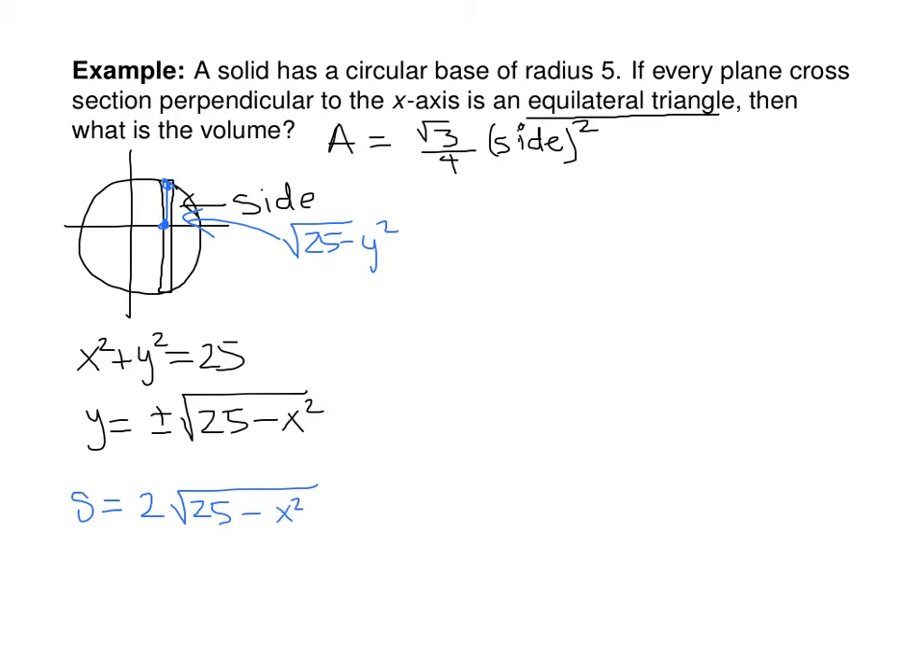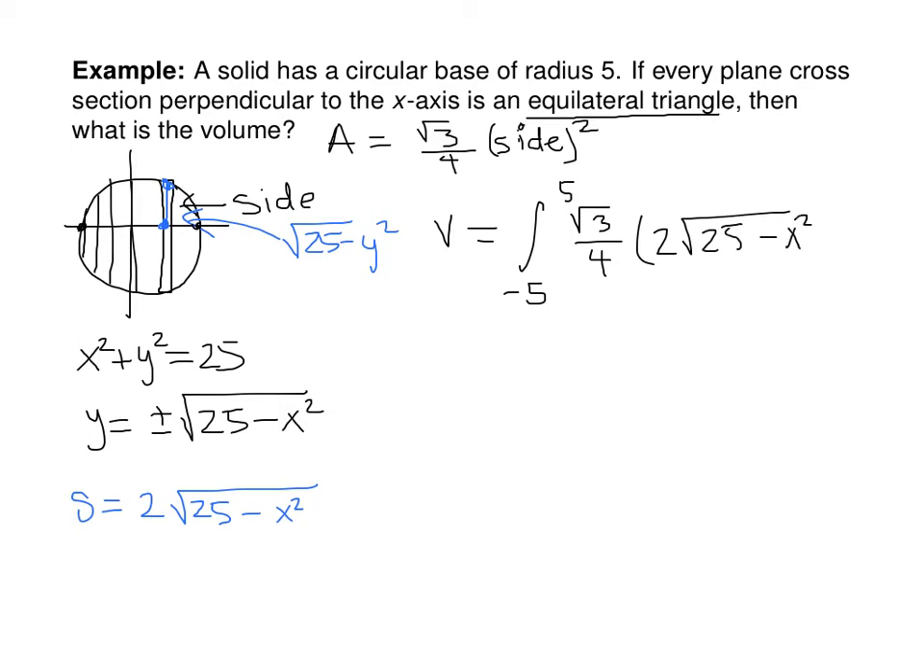Just think of this as a loaf of bread with a circular base. When you cut your slices, you get squares, but the bottom of the loaf of bread is a circle. The squares are biggest in the middle and smallest on the ends. So now, the volume is found by adding up all the slices. The slices begin here at -5, and they end over here at 5, so I have an integral from -5 to 5. The area of each slice is root 3 over 4 times the side squared, which is 2 root 25 minus x squared, quantity squared, times the thickness, which is dx.